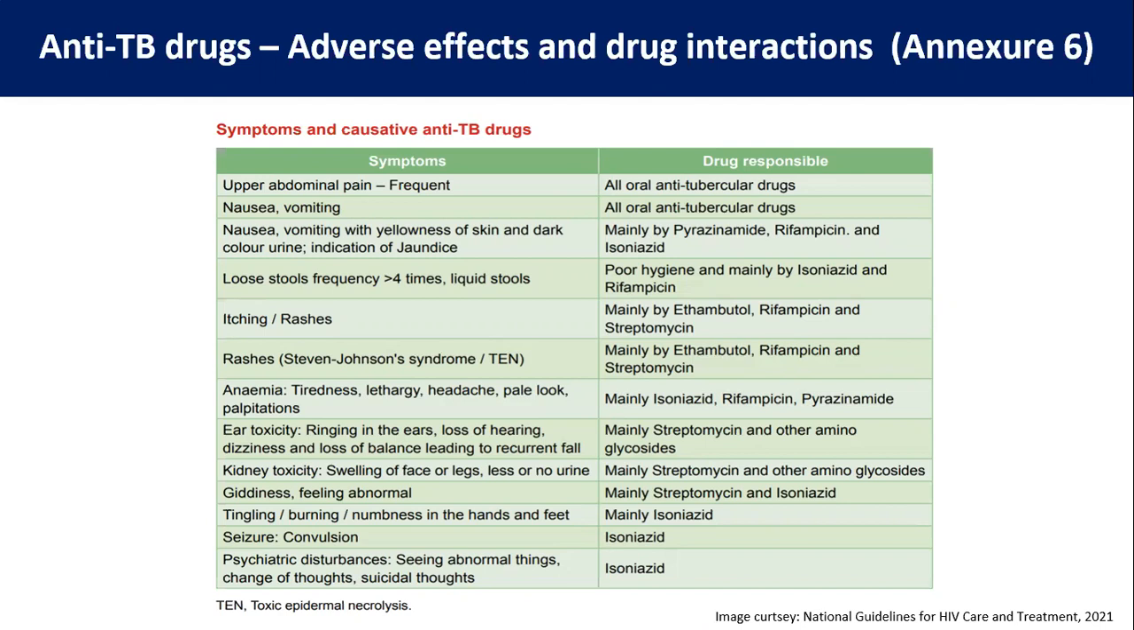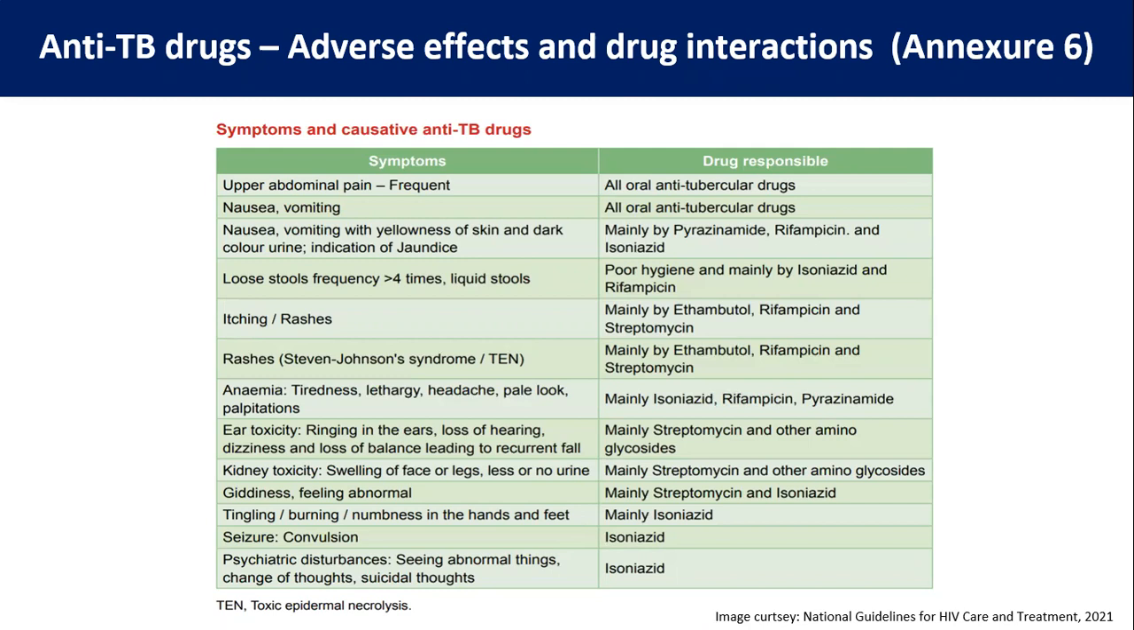In isoniazid, it is also seen in IPT or TPT. In some cases, you can find anemia. Then ototoxicity can be possible with streptomycin or any other aminoglycoside, but these are not routinely used in first-line ATT. Then kidney toxicities are mostly due to streptomycin and other aminoglycosides.